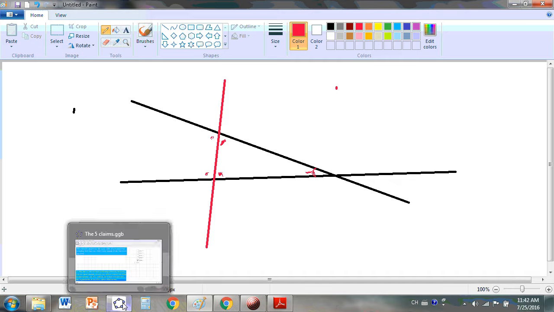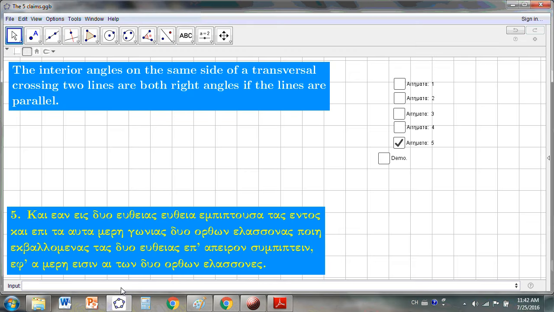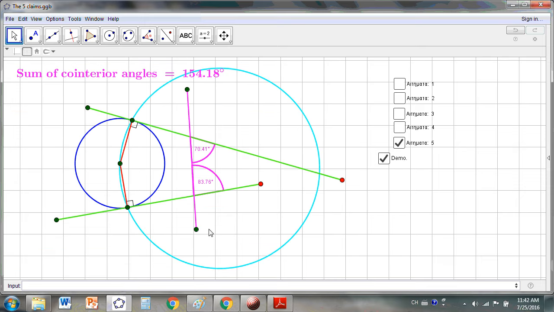So let's see how this works in terms of a live interactive demo. Well, up here I've written the sum of these two cointerior angles. Now notice, it doesn't matter how you move the transversal, okay? It doesn't matter how. Those two angles, the sum of those two angles will remain the same. And in fact, they even remain the same if these two green lines don't meet. In other words, if they're parallel.